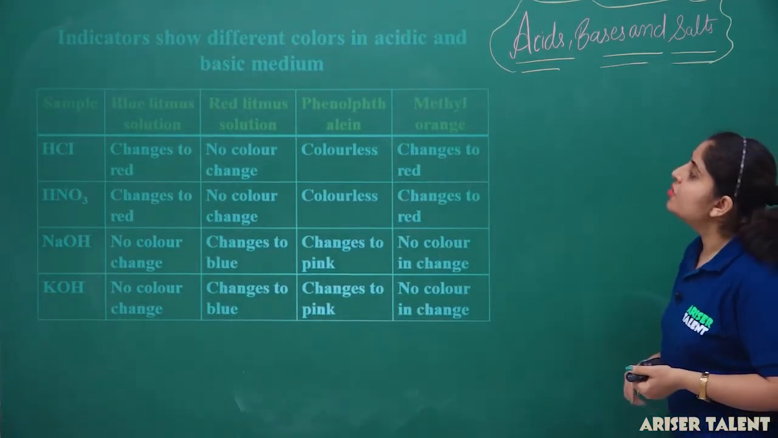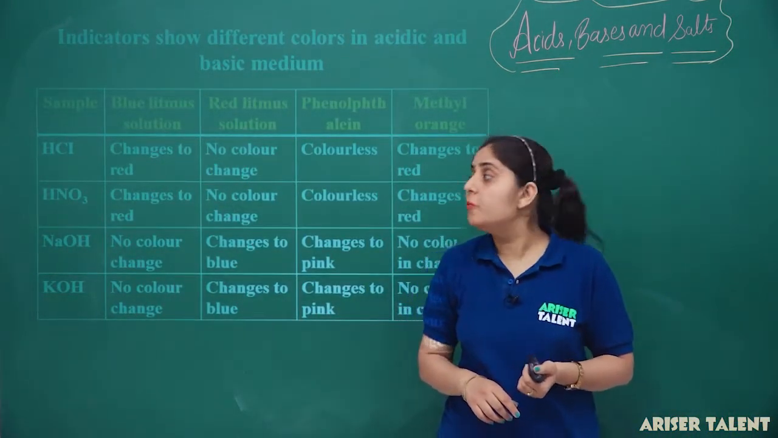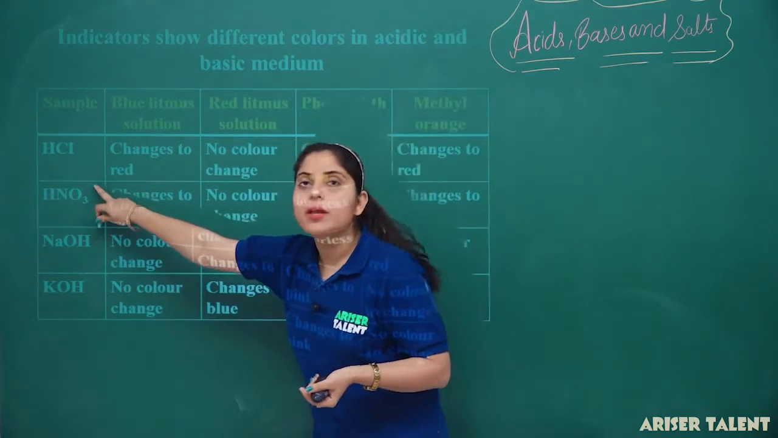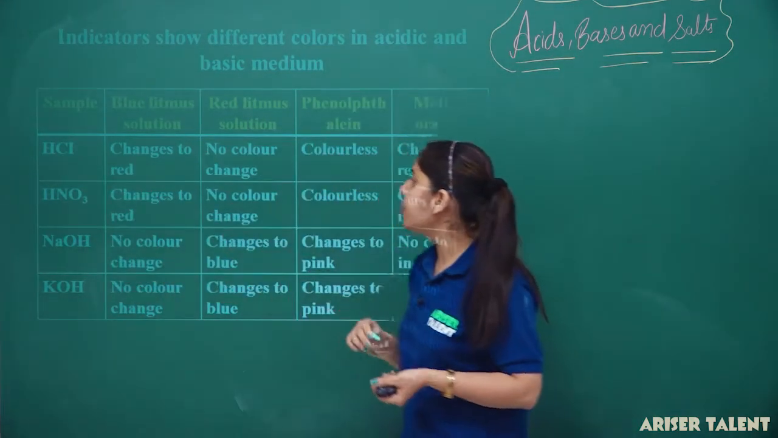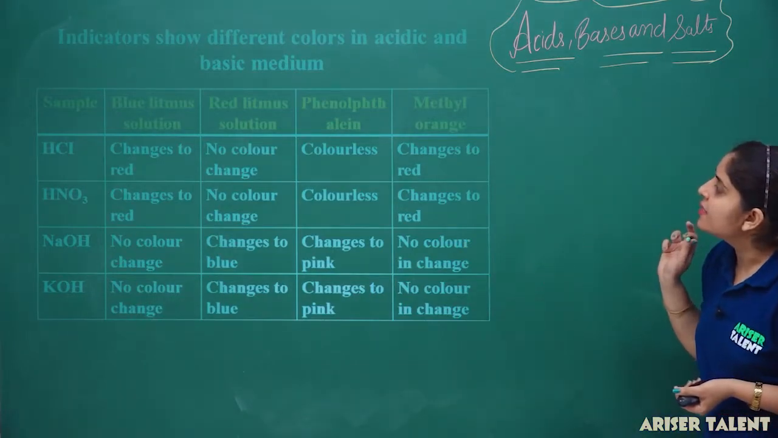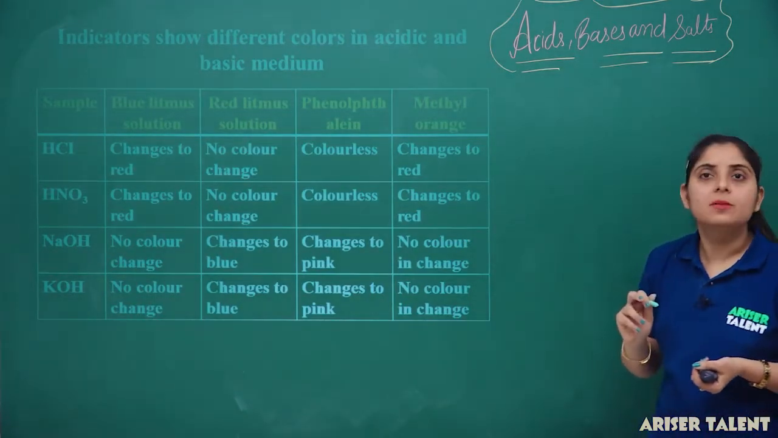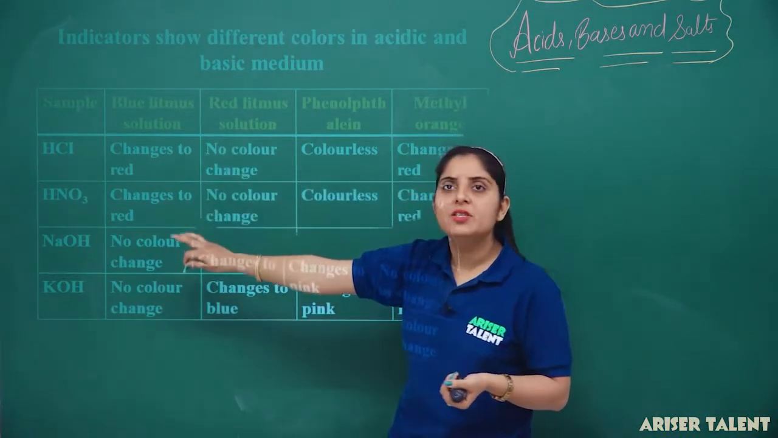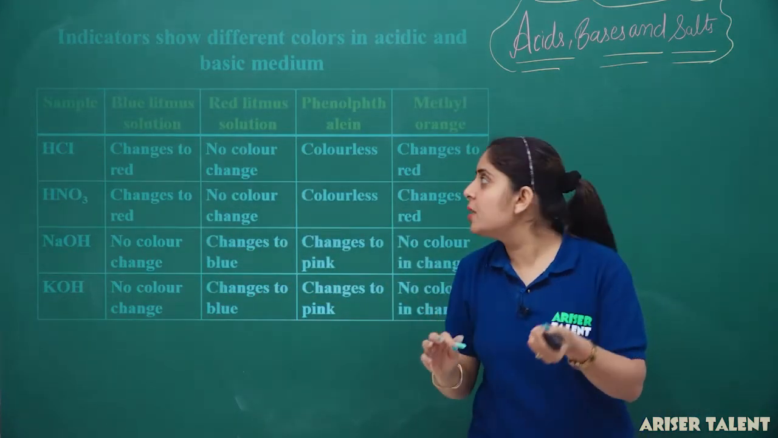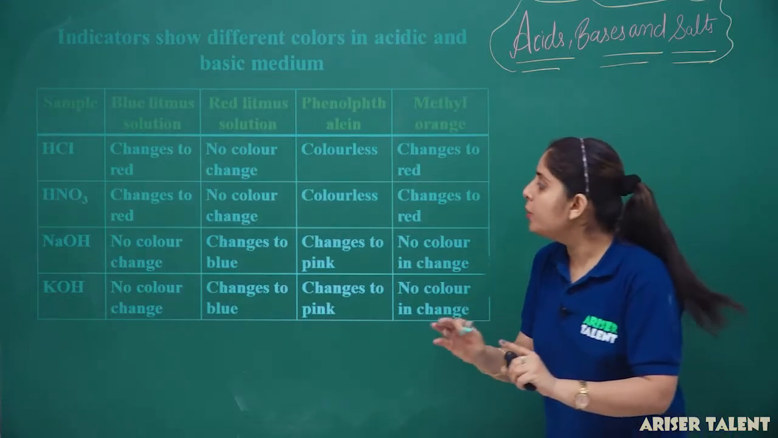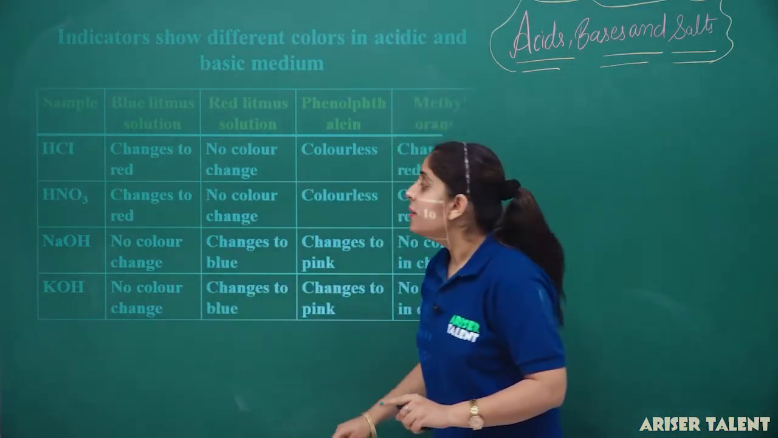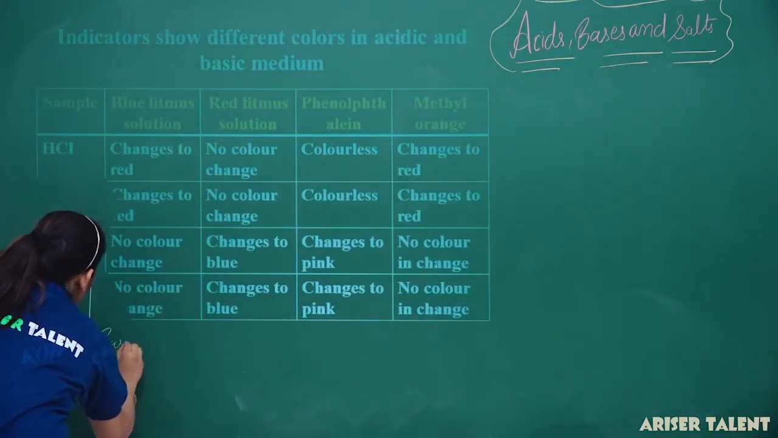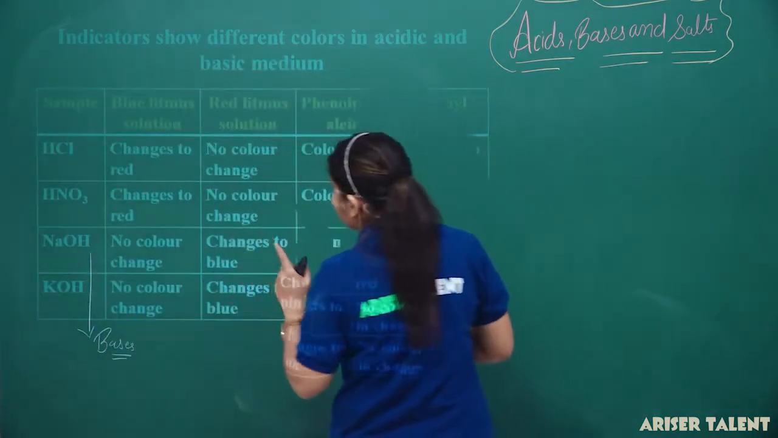So these are the color changes we observe in the case of different acids. I have taken a few samples of hydrochloric acid, nitric acid, sodium hydroxide and potassium hydroxide. First we have the blue litmus solution. In case of acids, blue changes to red. But in case of bases, the blue litmus solution will not show any color change. So in the case of bases, there will be no change.